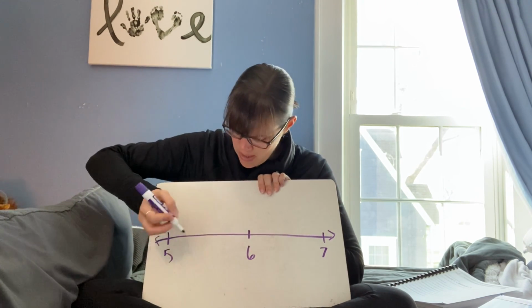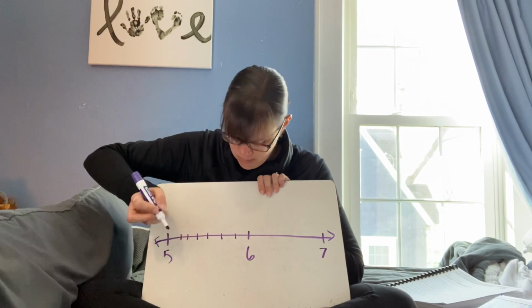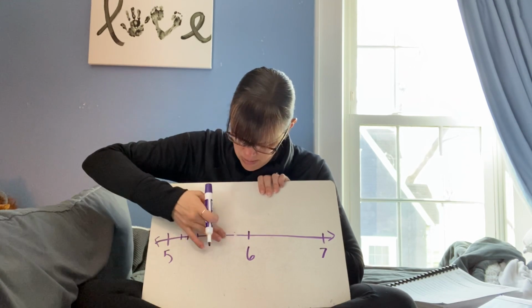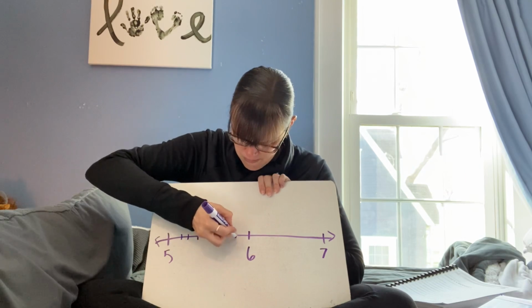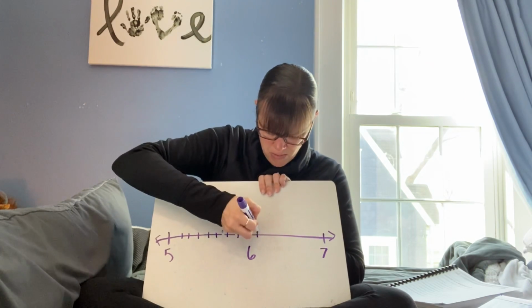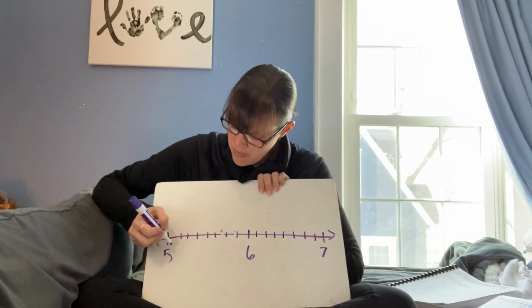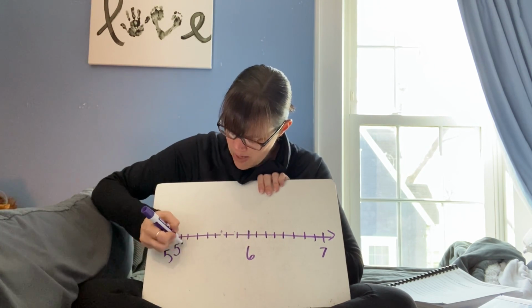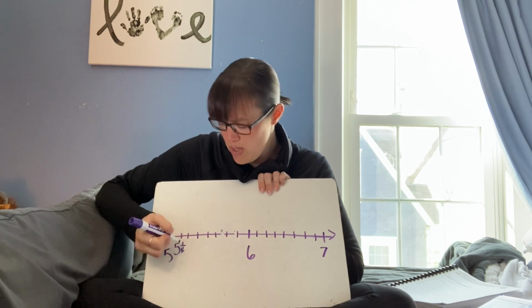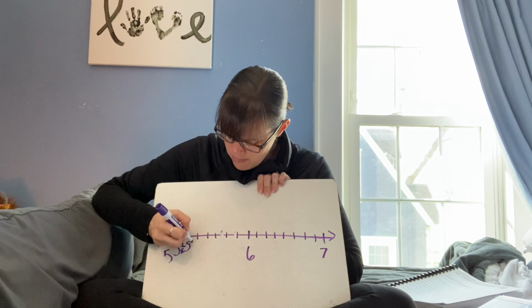All right, so we make 7 lines. 1, 2, 3, 4, 5. Ooh, that wasn't very good, huh? 1, 2, 3, 4, 5, 6, 7. Okay. That one was better. So each of these is 5 1/8. So each of these, you add on an 8. So this is 5 2/8.